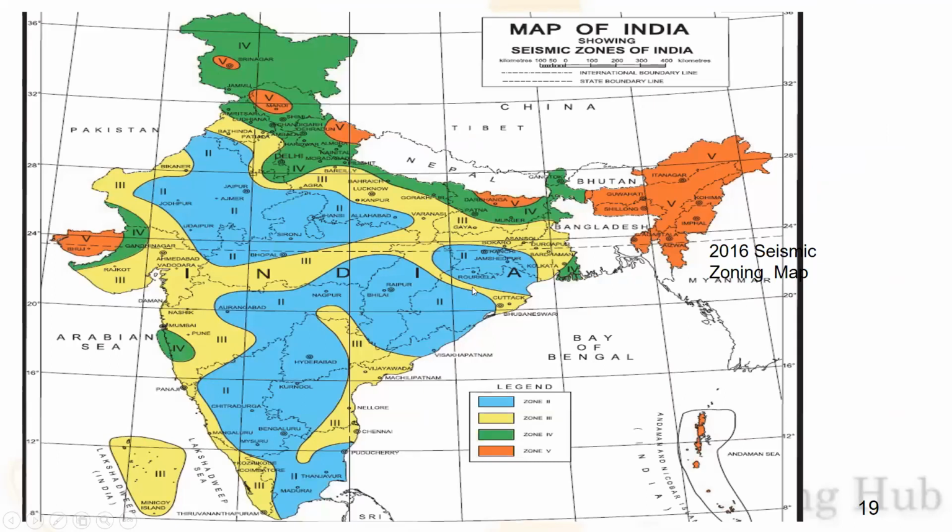And seismic zones. See, the blue color will be known as zone 2. Yellow color will be zone 3. Green color will be zone 4. And red color will be zone 5.